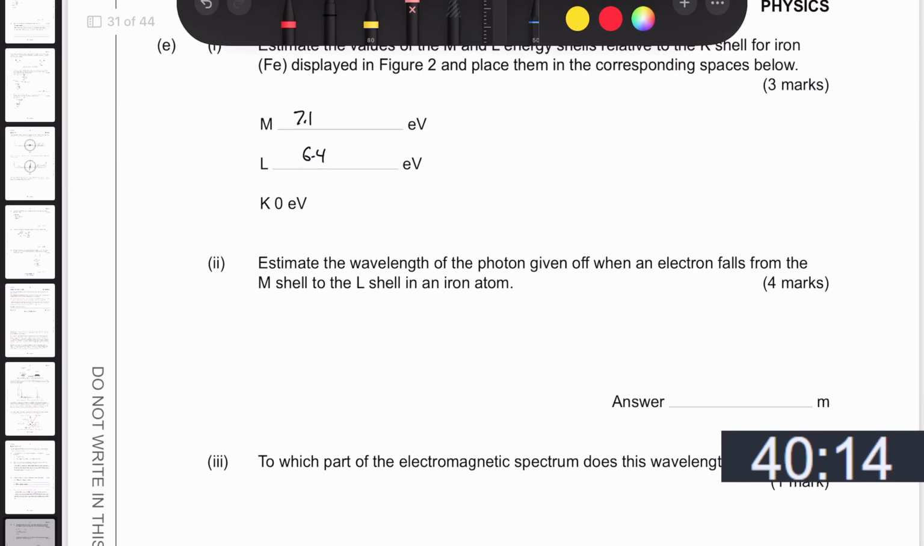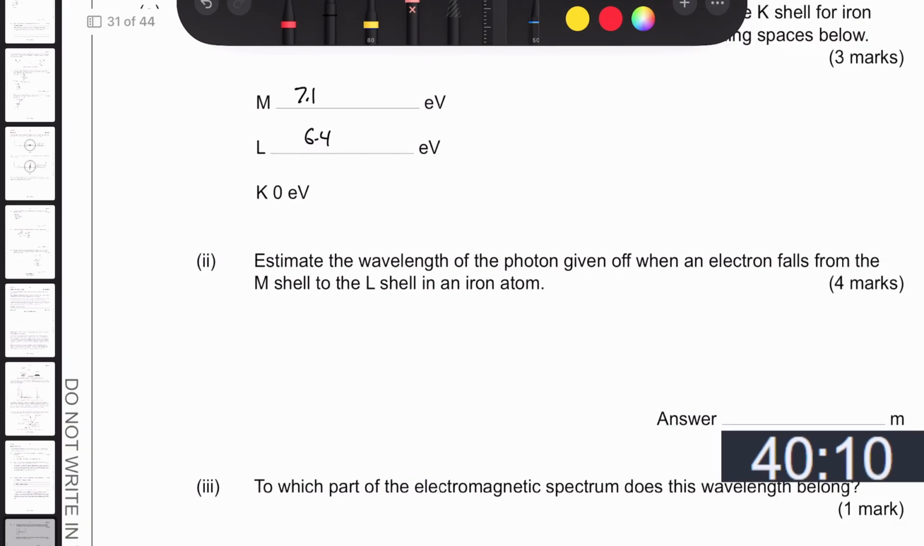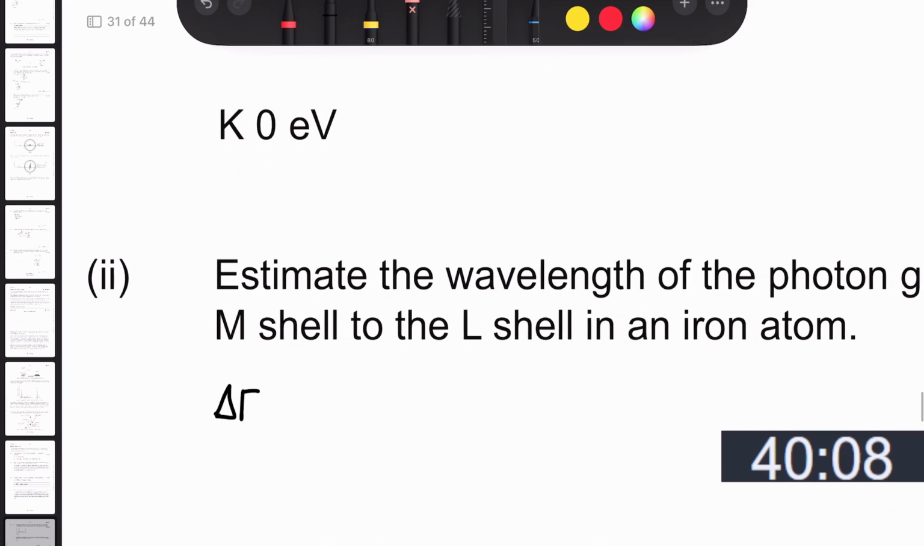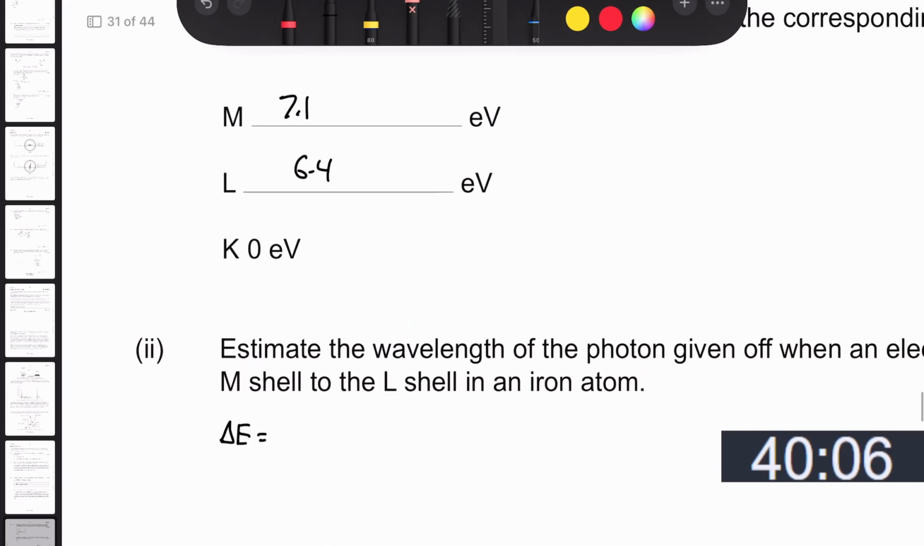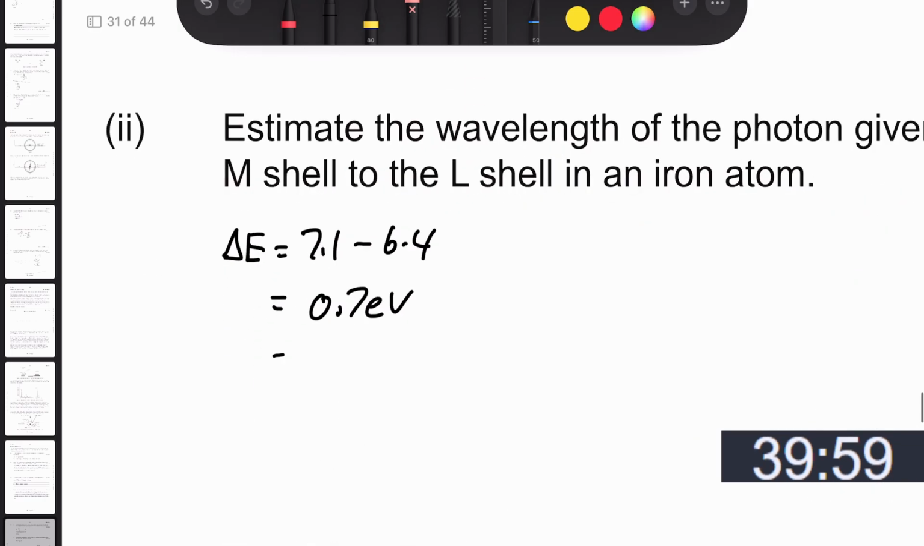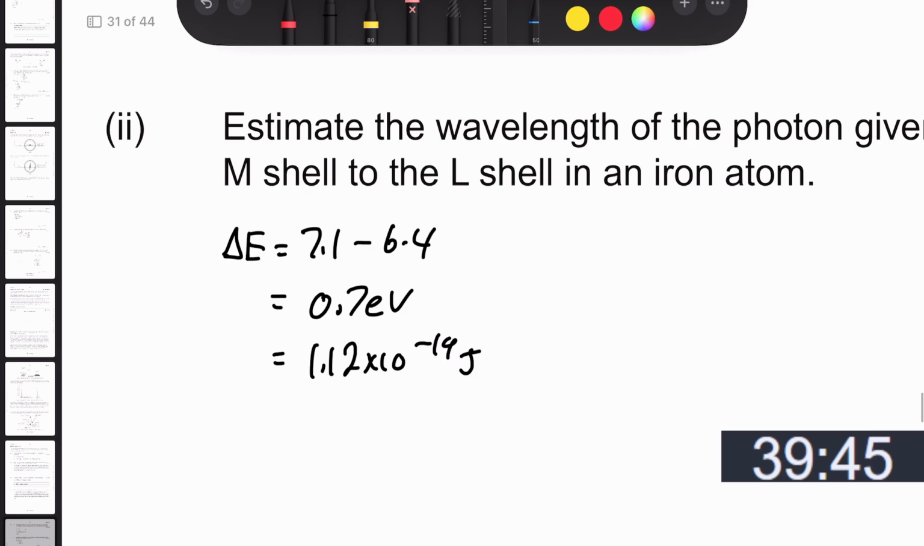Estimate the wavelength of the photon given off when an electron falls from the M to the L shell in an iron atom. So then let's see, delta E is equal to 7.1 minus 6.4. So that's 0.7 electron volts, which is equal to 0.7 times 1.6 times 10 to the negative 19, 1.12 times 10 to the negative 19 joules.